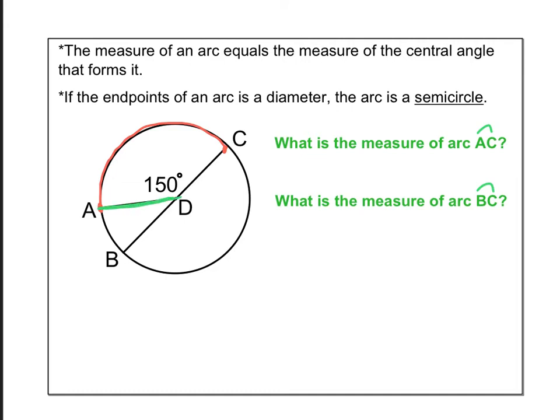To go from A to C, right? Central angle, because the vertex again is the center of the circle. If that central angle is 150 degrees, then the measure of the arc is 150 degrees.